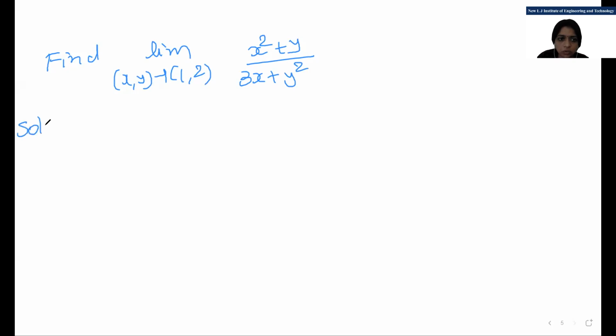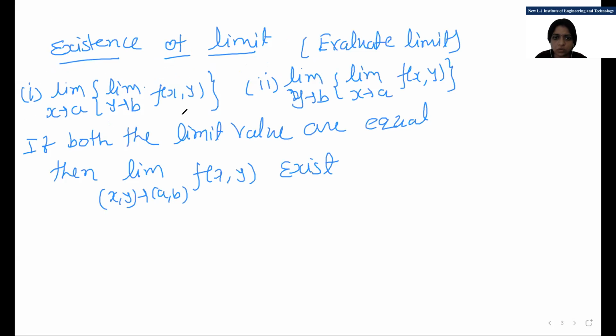Now for the solution, as our a is 1 and b is 2, it means this point is not the origin. Okay, this point is not the origin, it means we have to apply our first rule. If both limits are equal, then the limit exists. If both limits are different, then the limit does not exist.